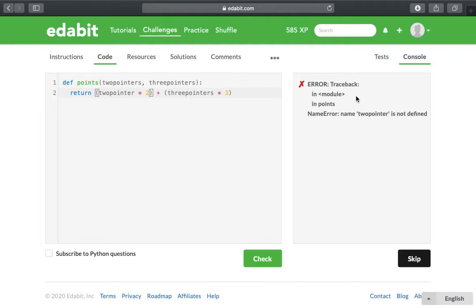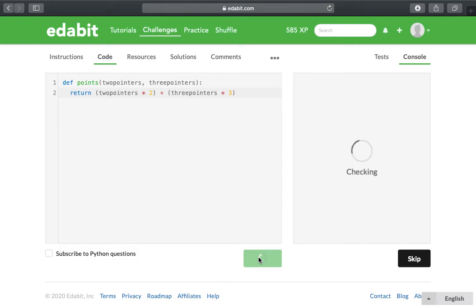So this is good to kind of see how I made errors, so that when you come to this error, you can find a way to approach it. It's always good to read what your errors are. Mine is just a name error: two-pointer is not the name of the argument. The name of the argument is actually two-pointers. So this should now work. If it doesn't, I will be highly surprised.